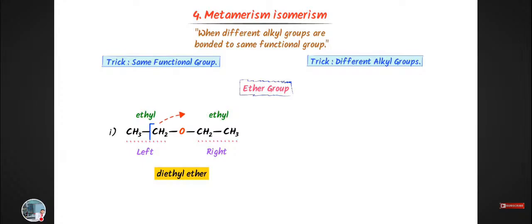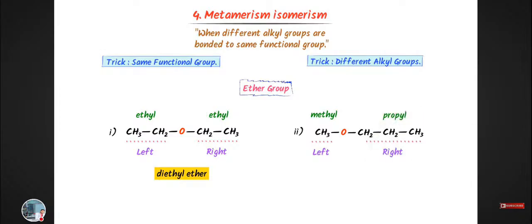Now listen carefully. I shift this CH2 from the left side to the right side. Let me repeat it. I shift this CH2 from the left side to the right side. I get this new compound. Here, in this compound, this is the left side and this is the right side. At the left side, there is methyl group, while at the right side, there is propyl group. I write methyl propyl ether.